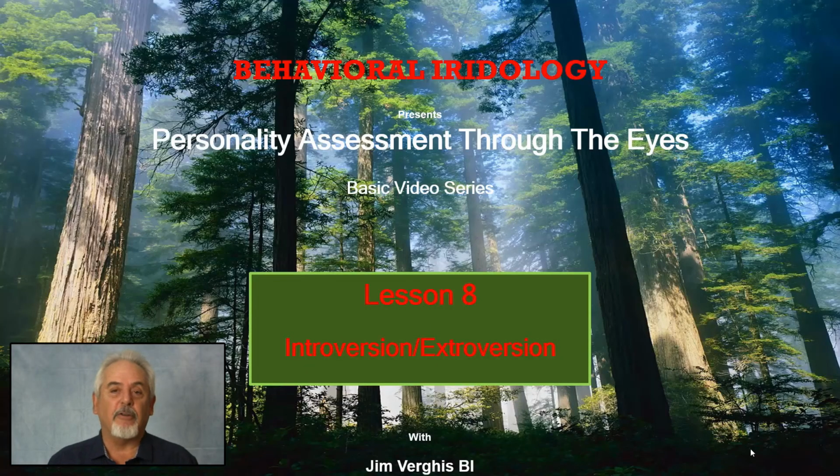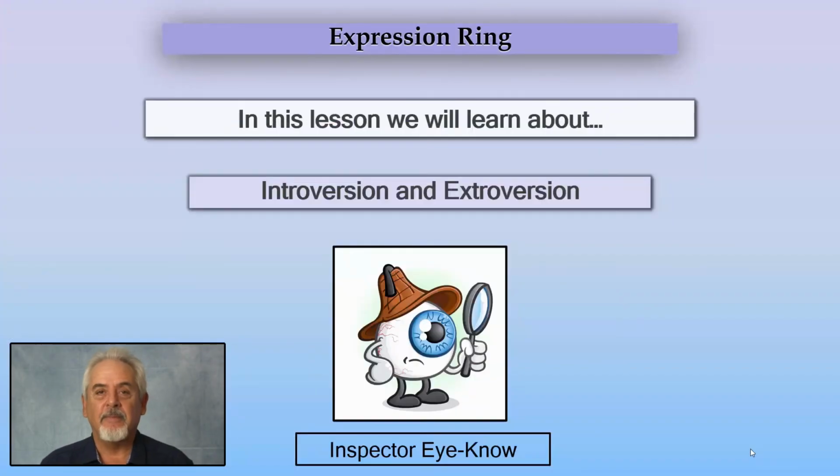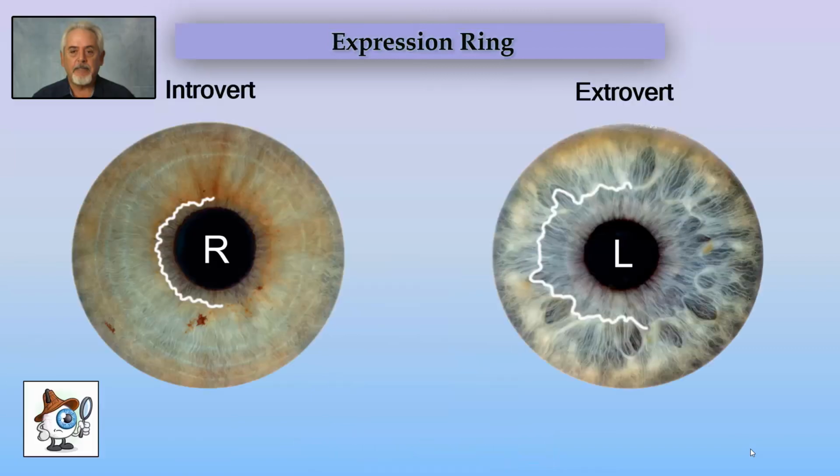Lesson 8, introversion and extroversion. Okay, we're going to learn about the expression ring in this lesson. And the expression ring is what creates a processing style in all human beings. And we're going to open your minds to new realms of what introversion and extroversion means. So let's take a look. Introversion and extroversion are determined by this ring that is just outside the pupil. We've got it outlined in white on both.